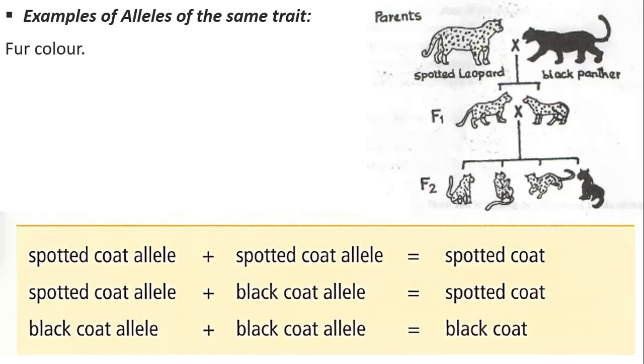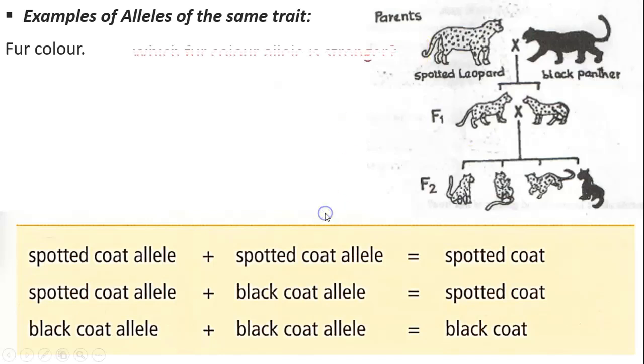So all of those individuals or all of those animals have the fur color gene, but the different alleles here or the different forms of this gene are either spotted fur or black fur. If you look here, you will see that the father has spotted fur while the mother has only black fur. But what do you see in the offspring? You see in the offspring only the spotted fur.